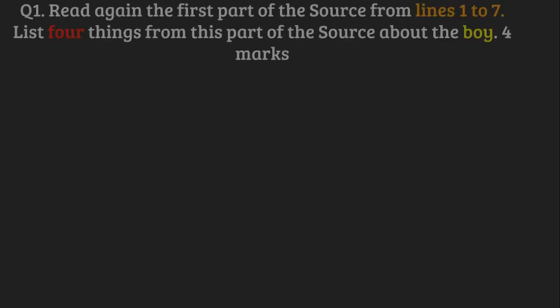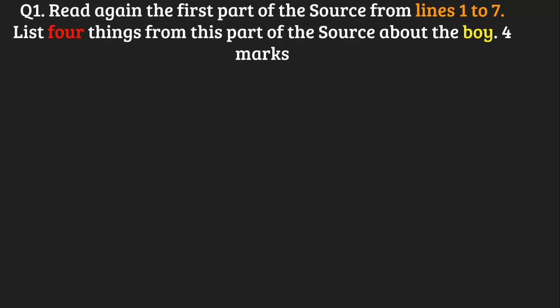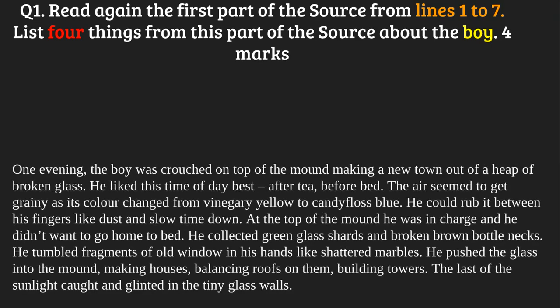And so if we look at question 1 then, hopefully you'll have a copy of the extract with you or in front of you. As we go through each question, the specific part of the extract you need will be on the screen as well, apart from question 3, where I've just summarised the broad structure of the text. So then, for question 1, we read again the first part of the source from lines 1 to 7. We list 4 things from this part of the source about the boy, and this is worth 4 marks.